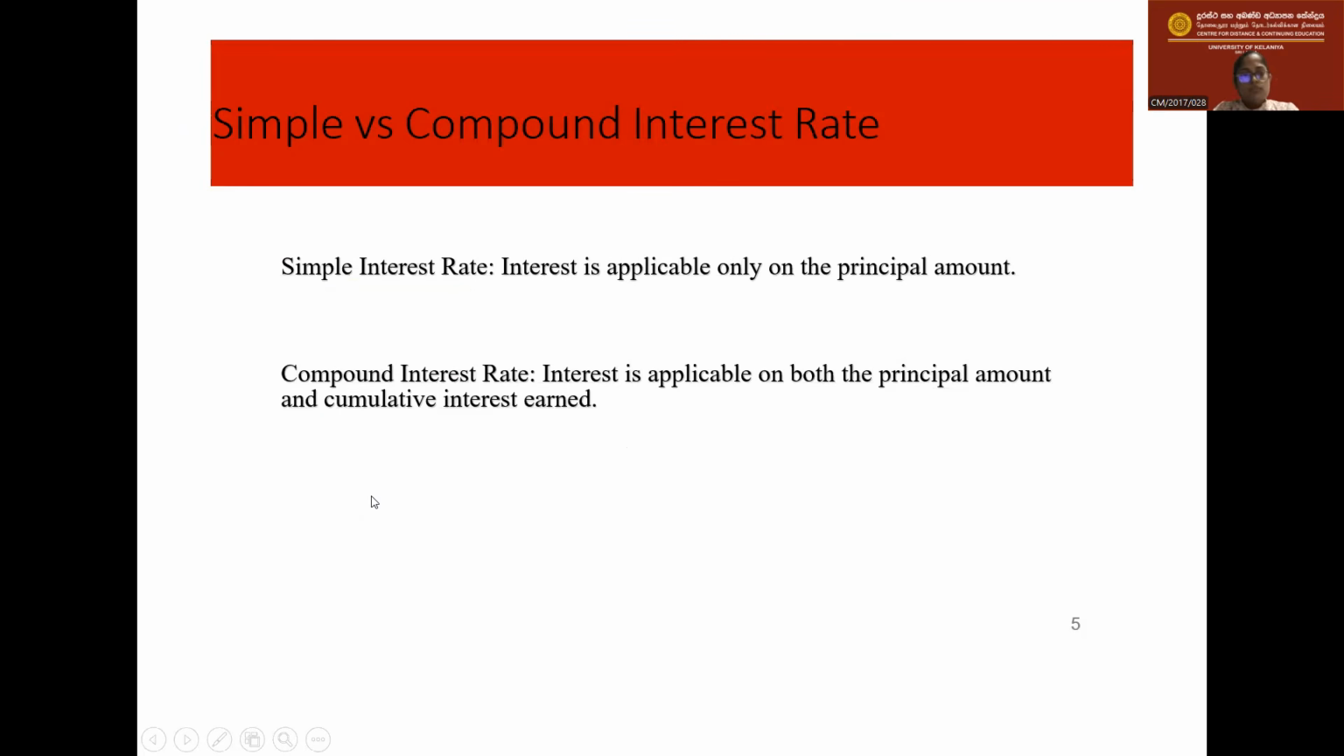Let's have a look at what is meant by simple versus compound interest. From the name itself you can identify that in simple interest, interest is applicable only on the principal amount. Compound interest means interest is applicable on both the principal amount and the cumulative interest earned. So that is the difference between simple and compound interest. Let's have an example.